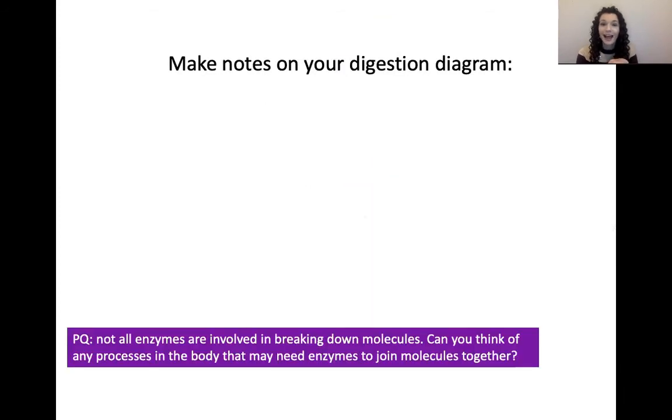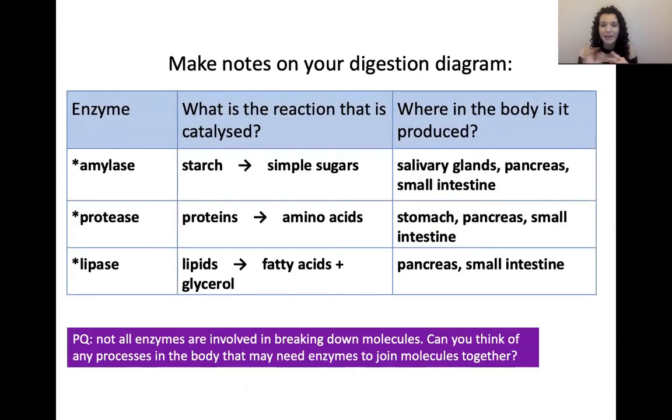What I would like you to do now is use this table about the enzymes that we've just learnt. I'd like you to use this table to make some notes on your diagram. So, what is the reaction that is catalyzed? So, what reaction is happening? So, what's the breakdown? Starch turns into simple sugars that can be absorbed. Proteins turn into amino acids. They're just the building blocks of proteins. And lipids turn into fatty acids and glycerol. Okay, so you can write that on next to your diagram.